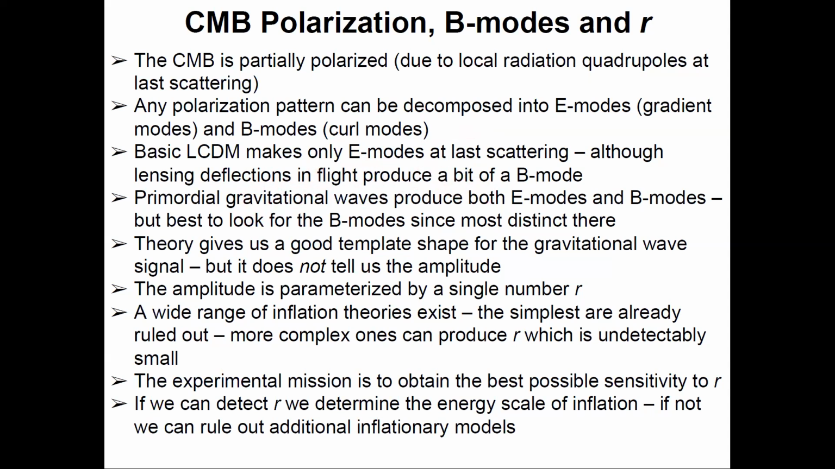Primordial gravitational waves will make both E modes and B modes, right? That's something that's often not appreciated, but we look in the B modes because that's where the lambda CDM signal is the smallest. That's where the gravitational wave signal is potentially most distinct. Theory gives us a good template shape for the gravitational wave signal, but it does not tell us the amplitude. We parameterize that amplitude by this number r, and there are a wide range of inflation theories. The simplest ones we've already ruled out. More complex ones can produce r which is undetectably small, so we may never detect this thing that we're after. We are on this experimental mission to obtain the best possible sensitivity, and as we do so, we rule out steadily more and more inflation models. So that's the name of the game, to either detect or rule out models.